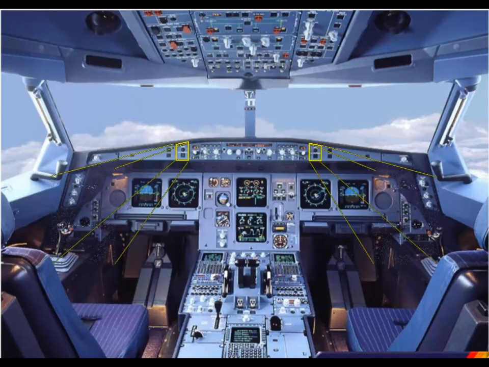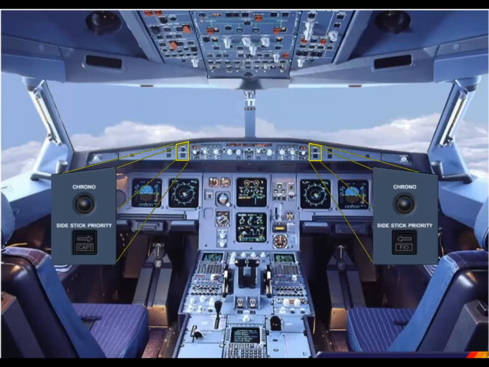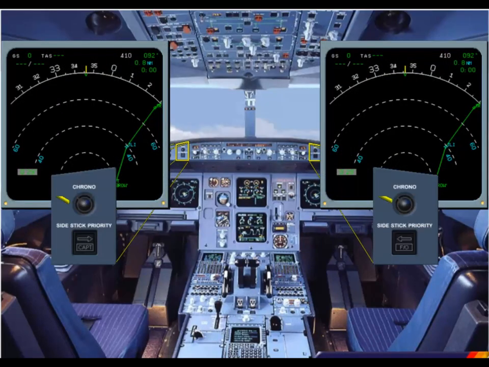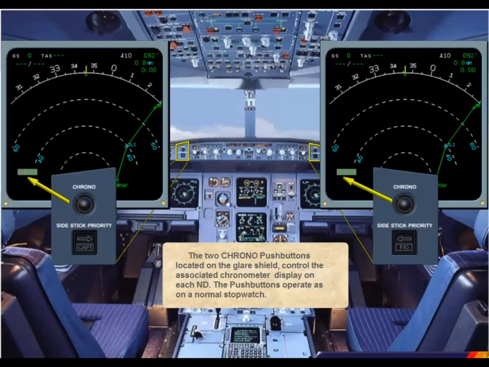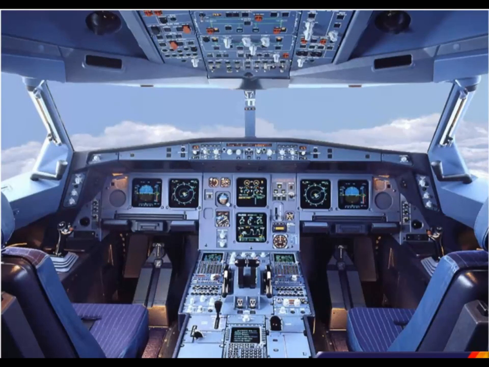The two chrono push buttons located on the glare shield control the associated chronometer display on each ND. The push buttons operate as on a normal stopwatch. In this module, we have introduced you to the Electronic Flight Instrument System. In the next modules, we will look at the PFD and the ND in greater detail.